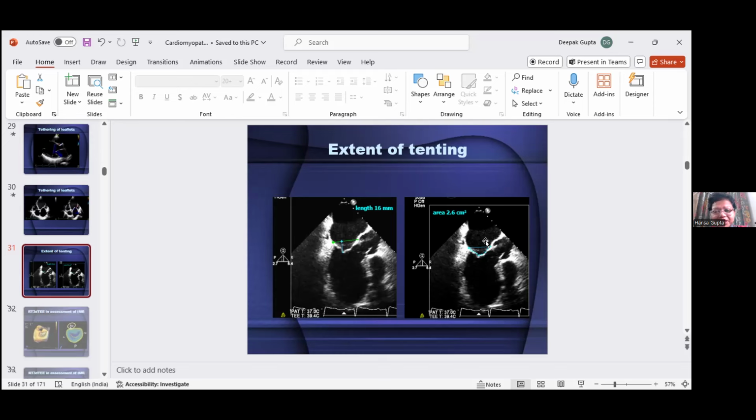So three steps are there. You zoom it, see it properly, because if there is an aneurysm, it will be seen unless the patient is very obese, very thick, and you're not getting a good window. But if we are able to see the apex properly, you can see whether it is akinetic, normal, or aneurysmal. The next step is contrast. The next step is cardiac MRI.